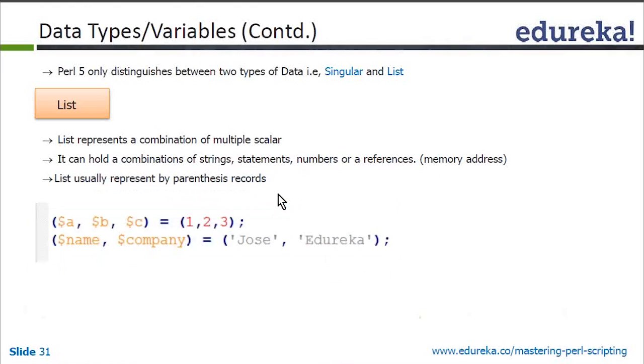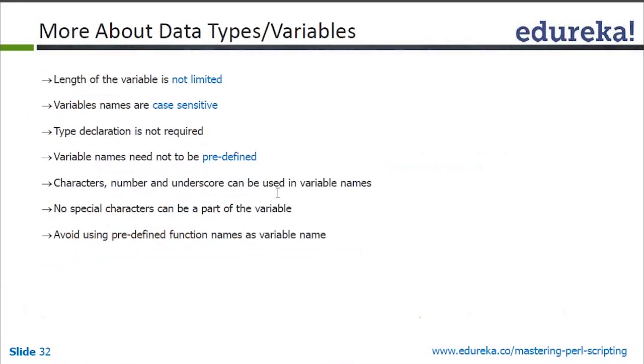So that's how a list works. But basically we'll go into detail about array and hash, how they work. So more about data types. Basically, the length of the variable is not limited. Variable names are case sensitive, type declaration is not required. Variable names need not be predefined; characters and underscores can be used. So these are more about variable types and names.